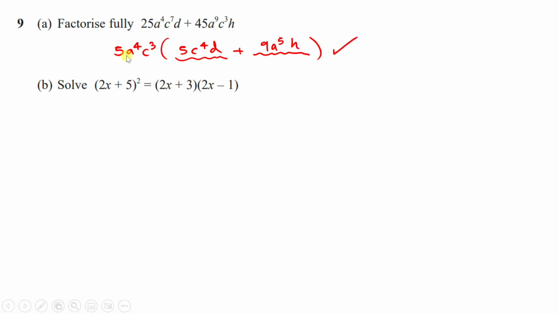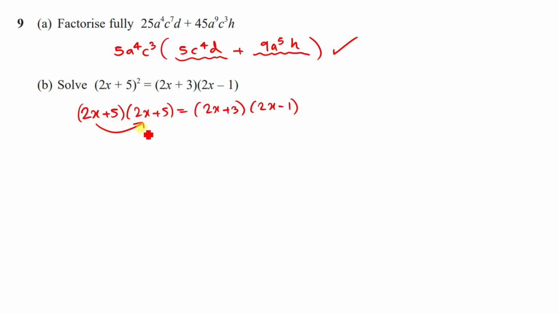Now for B, it says solve 2x plus 5 all squared equals 2x plus 3 times 2x minus 1. Now, what you want to do is when you see a squared bracket, that means there's 2 of them. So let's put them down. That means you've got 2x plus 5 times another 2x plus 5. And now we're going to make that equal to the right-hand side, which was 2x plus 3 times 2x minus 1. When you expand brackets, guys, you always do term by term. So we do, for example, 2x times 2x, then 2x times 5, and then 5 times 2x and 5 times 5.